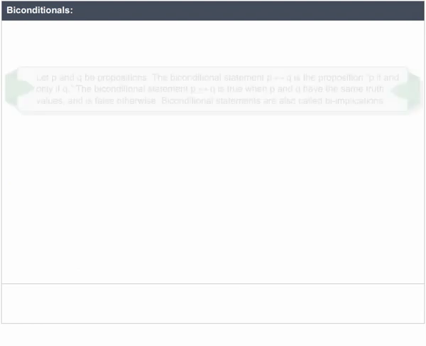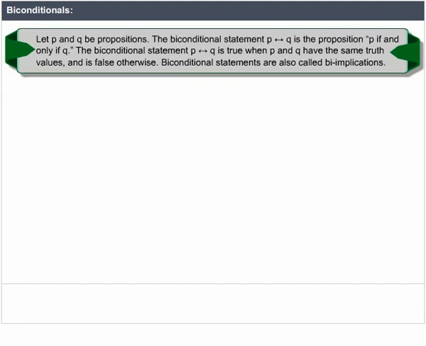Biconditionals. Let P and Q be propositions. The biconditional statement P if and only if Q is the proposition "P if and only if Q." The biconditional statement P if and only if Q is true when P and Q have the same truth values and is false otherwise. Biconditional statements are also called biimplications.